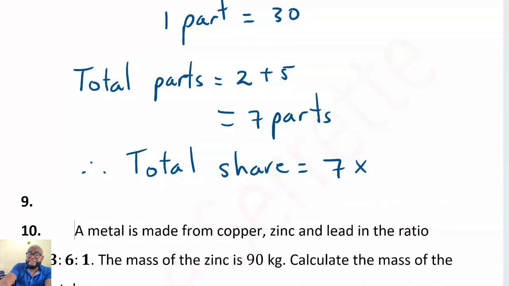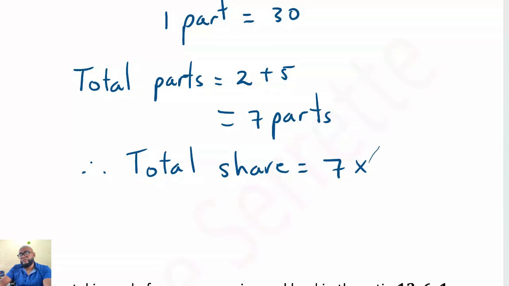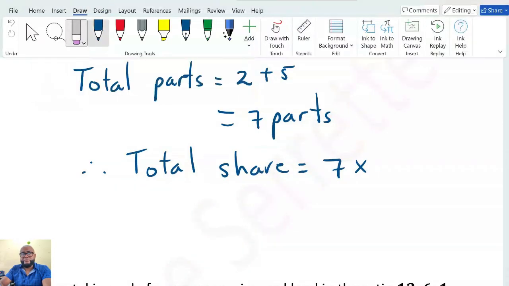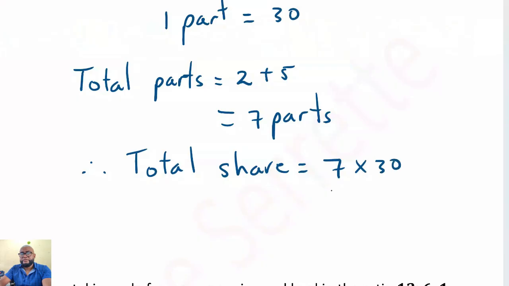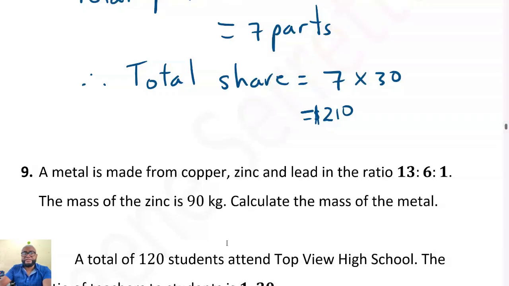So my total share is 7 parts, so it'll be 7 multiplied by how much is 1 part? Remember how much 1 part is? So 7 multiplied by 30 would give me 210. Yeah, correct. $210. There you go. Next one. I want to do all these because I'm going to come back to ratios next week.